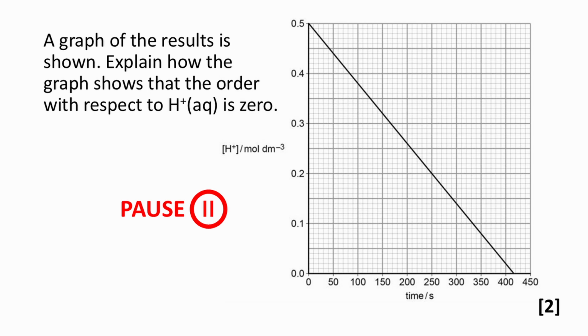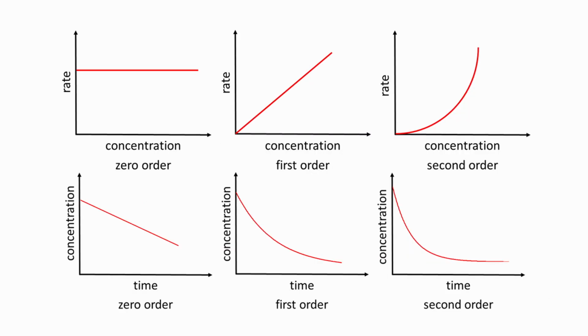Here's the next part of the question. A graph of the results is shown. Explain how the graph shows that the order of reaction with respect to H+ is 0. Concentration time graphs and concentration rate graphs can both be used to work out order of reaction. The shapes of these graphs are shown here. It is a good idea for you to try to remember the shapes of each of these graphs.